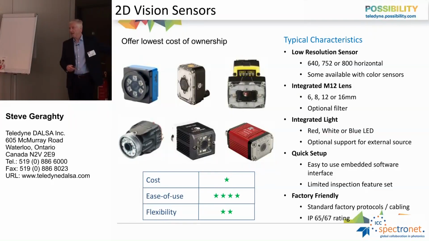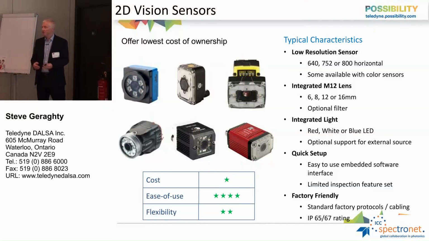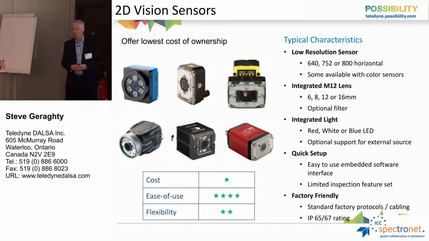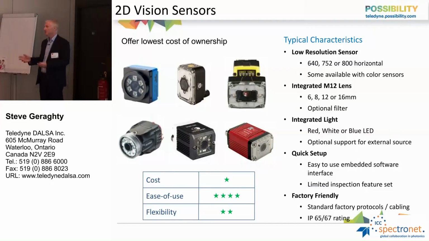Ease of use is very high on these kinds of products, so they're easy to set up, easy to adopt. Typically, the resolution is quite low, so we're talking about 640 up to 800. You may get a 1280 sensor once in a while. They all have integrated lenses. M12 lenses are quite common. Some have autofocus lensing. They all have integrated lights. These light rings are good in some applications, not so good in other applications, right? So depending on your need, they might be a good solution.